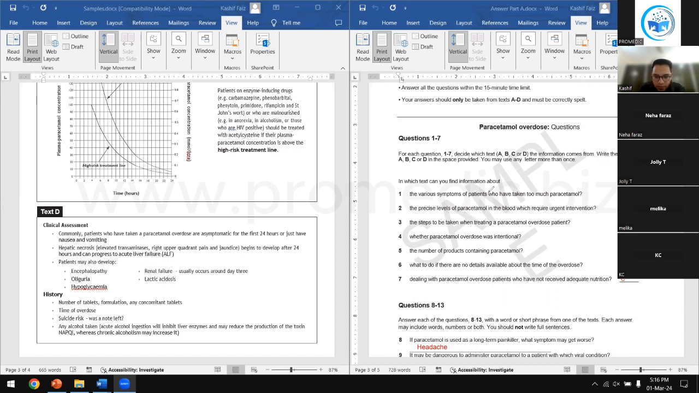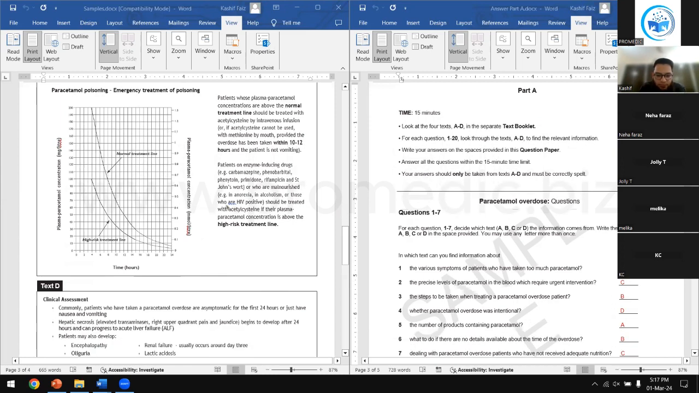Okay, so the various symptoms of patients who have taken too much paracetamol, see, these are the symptoms: hepatic necrosis, nausea, vomiting, which begins to develop after 24 hours and can progress, and patients also develop encephalopathy, oliguria, hypoglycemia, renal failure. These are the symptoms, and it is in the text D. Okay, the precise levels of paracetamol in the blood which require urgent intervention. Where is it? It's in the text C. Here.